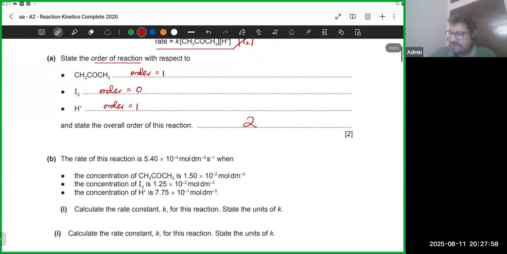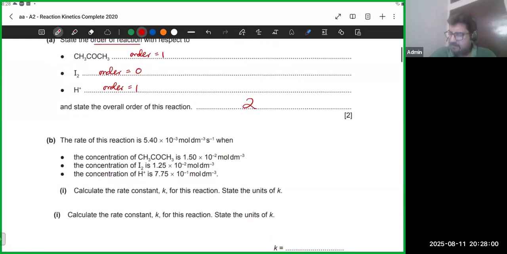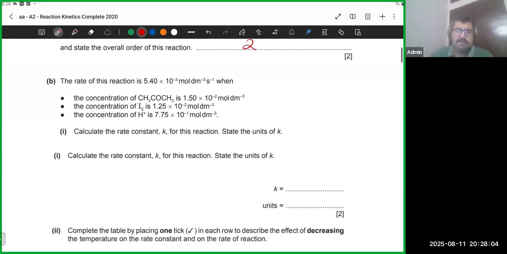Next part: calculate the rate constant. It's the same, it's been copied twice. Now you know the rate equation. All you have to do is you have to.